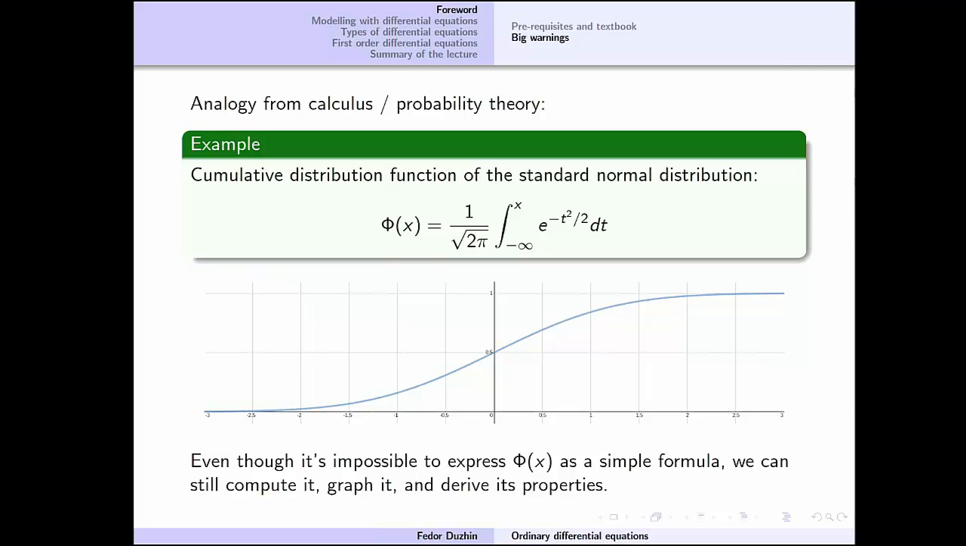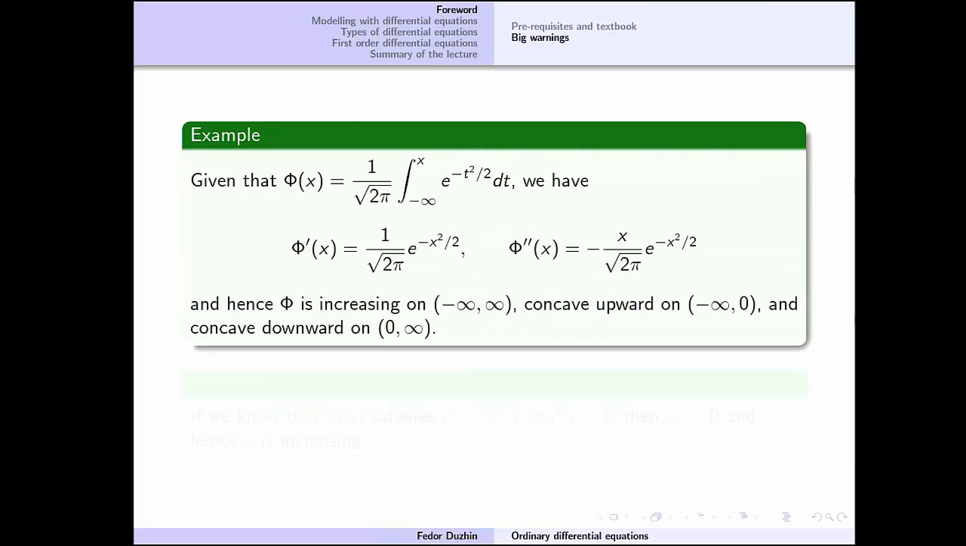So for every particular x, if you want to calculate phi of, I don't know, 0.7, then you can make it with any precision that you want, and you can figure out the properties of phi of x, for example. Because of the fundamental theorem of calculus, you can find the derivative and then the second derivative, and then you can figure out where phi is increasing, decreasing, concave upwards, concave downwards, and so on.